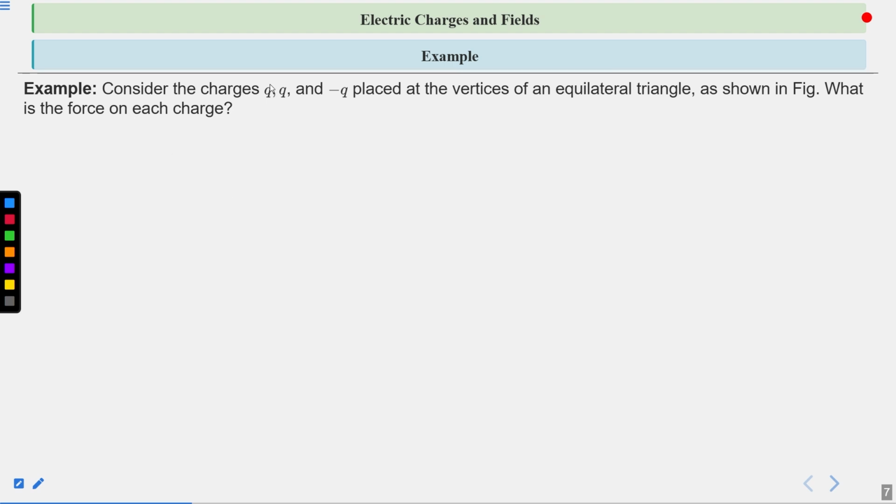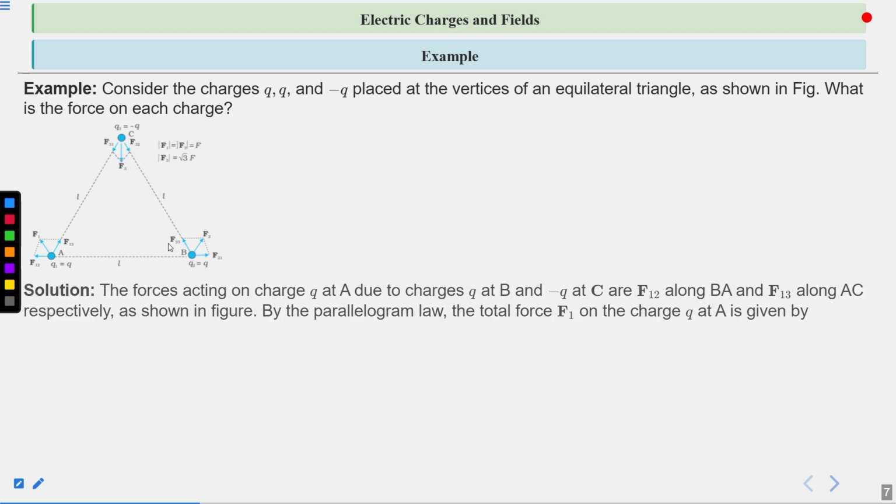So consider the charges q, q and minus q placed at the vertices of an equilateral triangle as shown in the figure. What is the force on each charge? Look here, this is an equilateral triangle, and we have to find the force on each charge. The force acting on charge q at A, due to charge q at B and minus q at C, are F12 along BA and F13 along AC respectively, as shown in the figure. I hope this is clear.